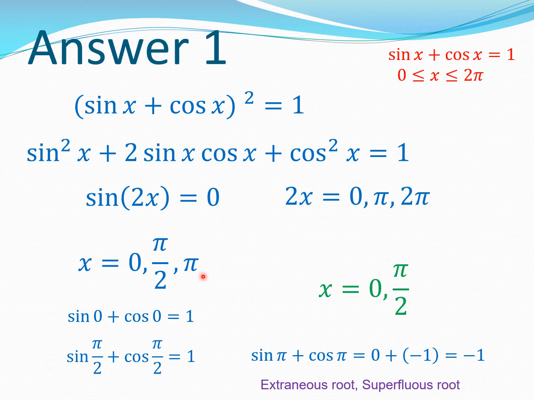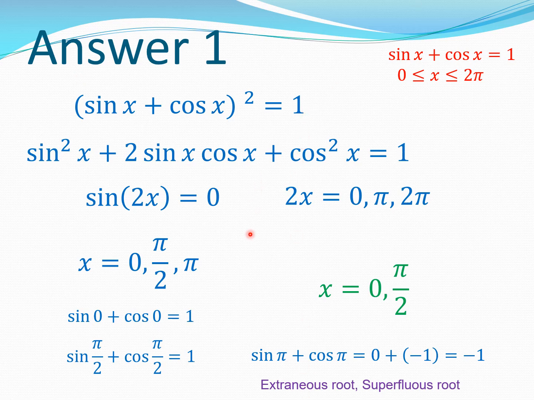Now let's put the value pi. So we get sin pi plus cos pi. This is 0 plus minus 1. This is actually negative 1. So this will not satisfy the equation here. Now why this has come out as a solution is that we were actually solving the squared equation. So you will see that this satisfies the equation here. That means if we were to square this, of course it would be equal to 1.